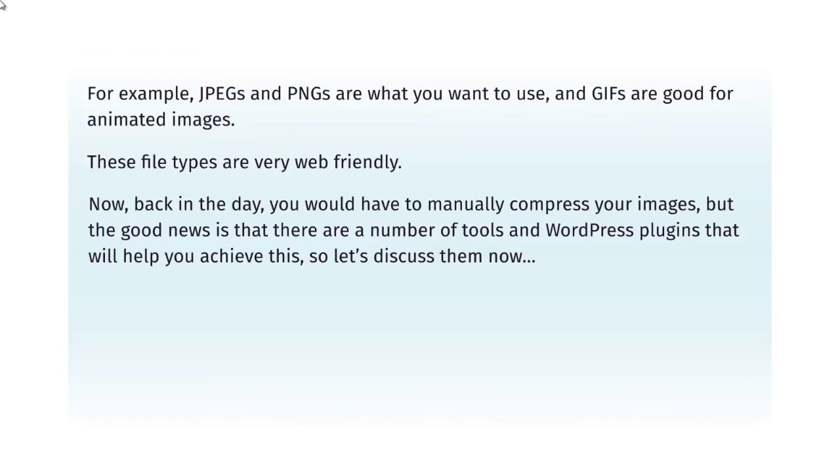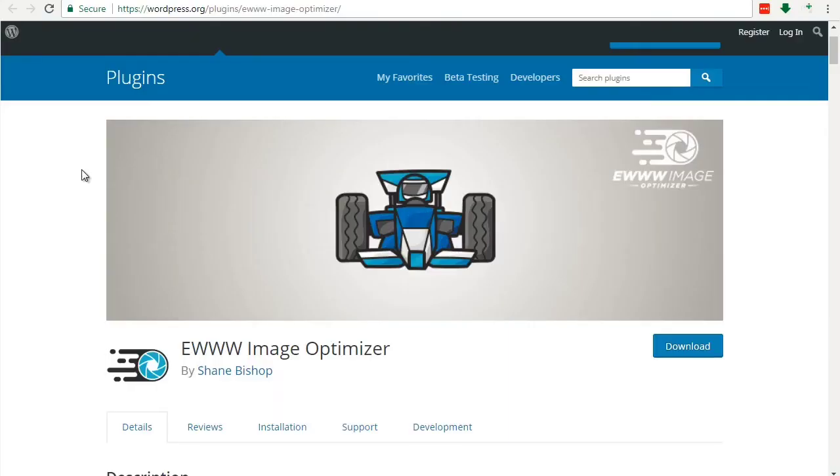Now, the good news is that there are a number of tools and WordPress plugins that will help you achieve this without you having to buy Photoshop and learn it and all of that. So let's go ahead and discuss them right now, and I'm going to show it to you so that you're aware of what's out there. What you're looking for is a WordPress plugin that you can simply install into your WordPress site that will automate the process of optimizing and compressing your images. At the end of the day, you're going to be busy, so you're not going to have time to sit there and optimize. You need something that will do it automatically every time you upload an image.